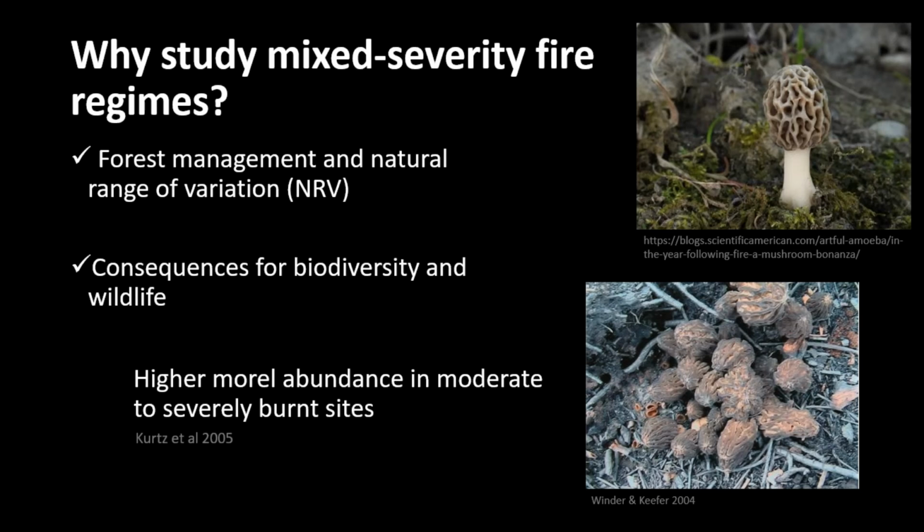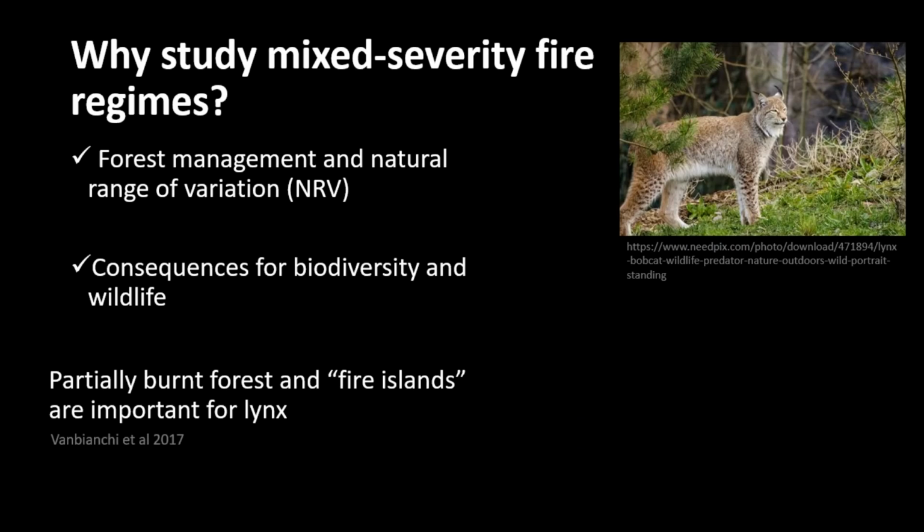There are also consequences for biodiversity and wildlife. It is known that certain species like morels thrive after fire in some locations, but it depends on the severity of these fires. So moderate to severely burned sites seem to be good for these morels, and they are important for human populations, but also to fix certain nutrients for the next species, the other types of vegetation that rely on these associations with fungi. And then finally, there are consequences for fauna as well.